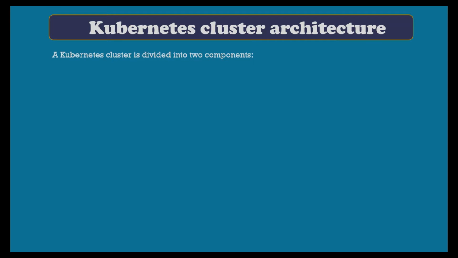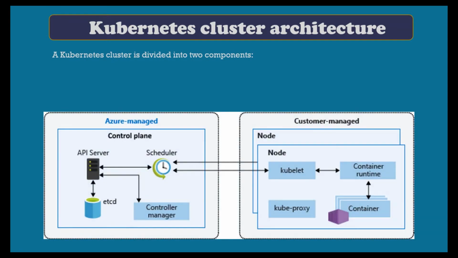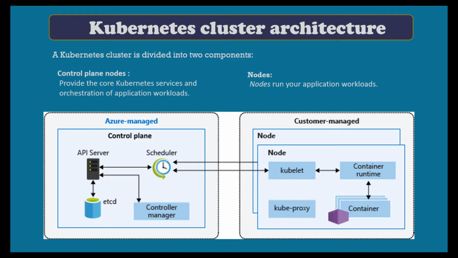A Kubernetes cluster is divided into two components. One is the control plane, which runs the core Kubernetes services and the orchestration of your application workload. And the nodes run your application workload. This is a basic fundamental concept. So when you run your application, it is going to run on your nodes. The Kubernetes control plane, you have to communicate with your nodes.